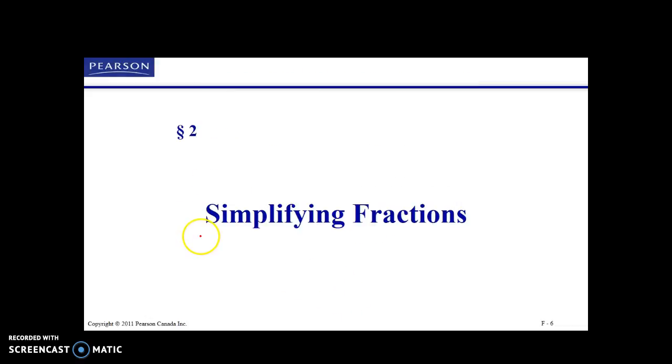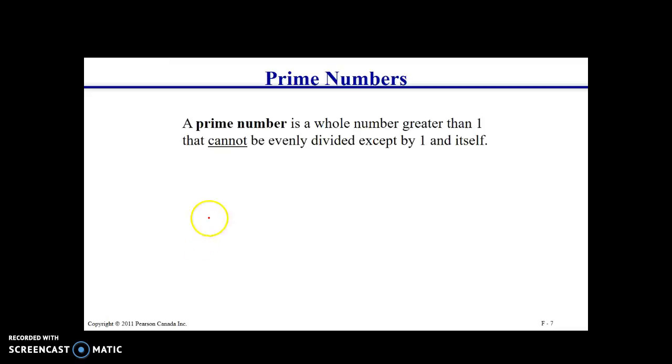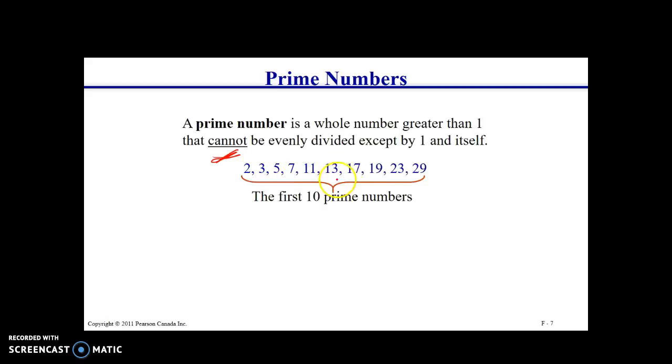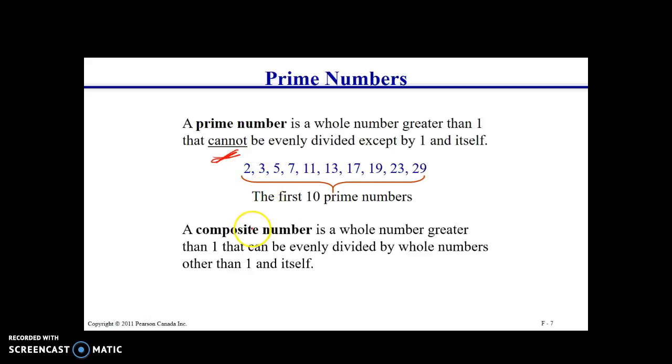Now let's take a look at simplifying fractions, and I'll show you a couple of tricks, but I'll show you the proper way first. And before we talk about simplifying fractions, let's talk about prime numbers. A prime number is a whole number greater than 1 that can't be evenly divided except by 1 and itself. So the first couple primes are 2, 3, 5, 7, 11, 13, etc. These are all prime numbers because there is no other number that could be divided out of that.